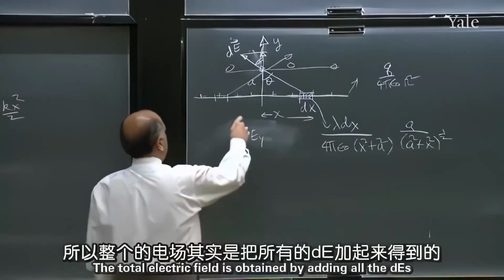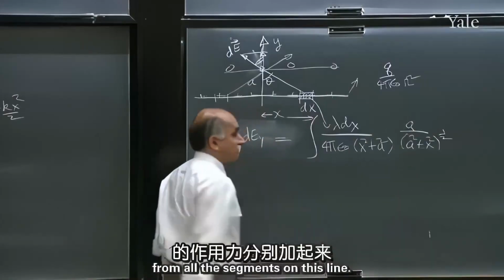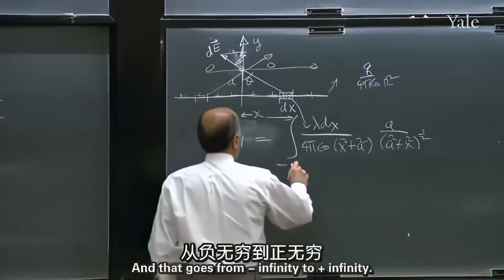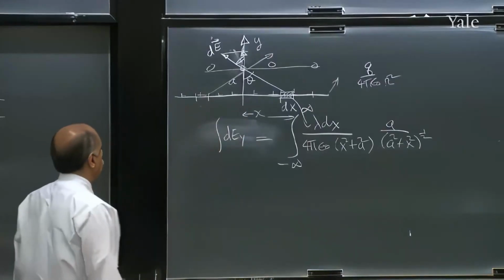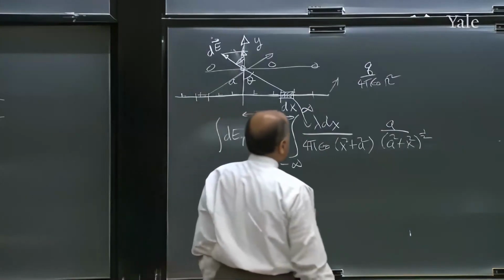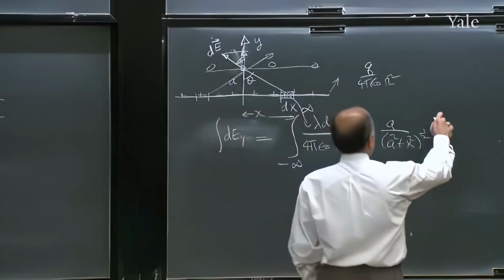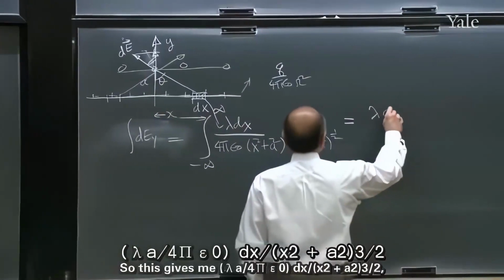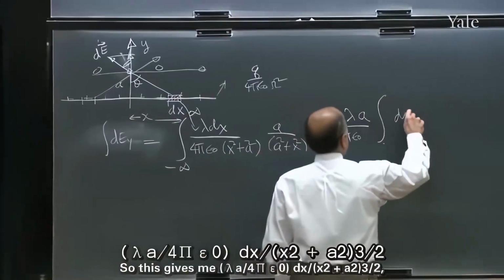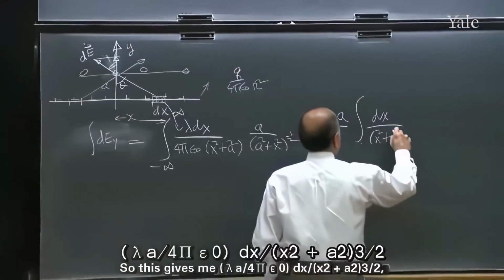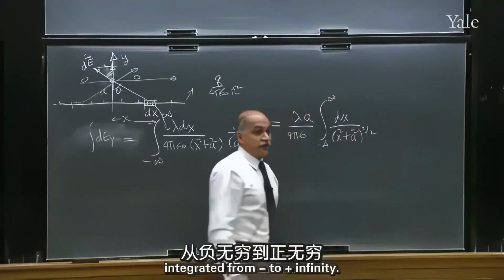The total electric field is obtained by adding all the dEs, or adding all the contributions from all the segments on this line. And that goes from minus infinity to plus infinity. All right, so now it's a matter of just doing this integral. So this gives me lambda a over 4 pi epsilon 0 times the integral of dx divided by x squared plus a squared to the 3 over 2, from minus to plus infinity.